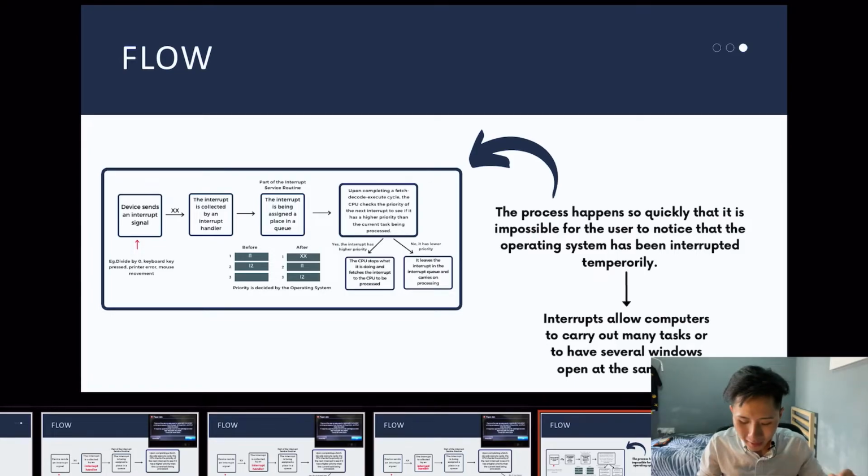In fact, this process happens so quickly. As I said, a computer can process billions of instructions in 1 second. Therefore, it is impossible for the user to notice that the OS has been interrupted. The function of interrupts is that they allow computers to carry out many tasks at the same time, which means an interrupt can be sent at any time. It doesn't need to be executed first, but if it has a higher priority, then it will be executed.